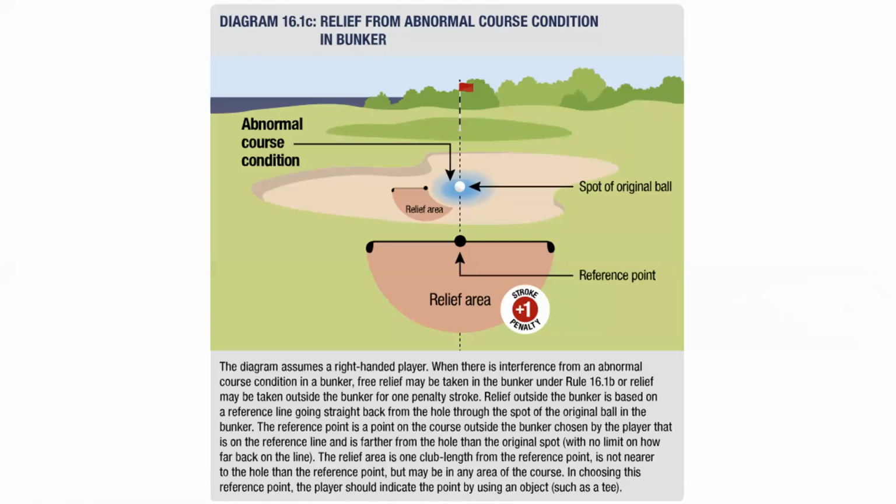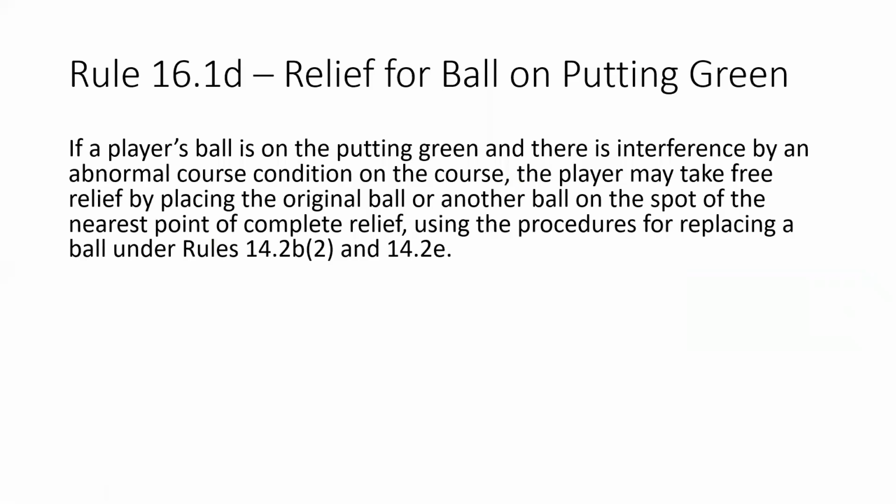Yeah, new month. Okay, so anyways, this is a good illustration here. If we want to go back and go out of the bunker, we can, but it's a one-stroke penalty if we do that. Whenever we go back on a line, it's going to be one club length on either side of that line. And so that's a change universally across the board.